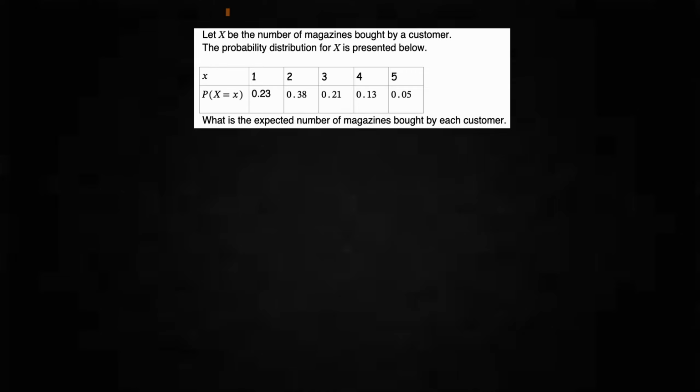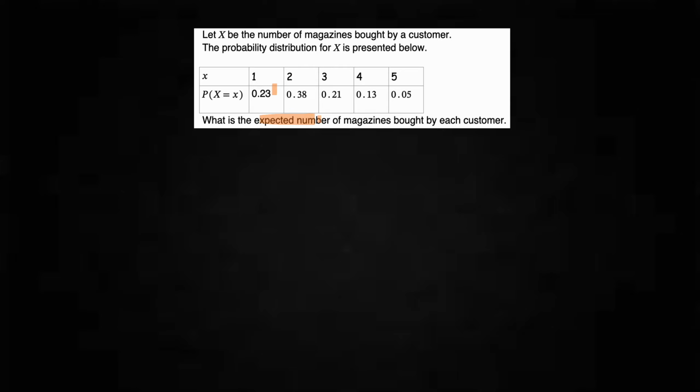Let X be the number of magazines bought by a customer. The probability distribution for X is presented below. So a customer might buy 1 magazine, 2 magazines, 3 magazines, 4 magazines, or 5 magazines. And these are the probabilities of them buying each of these values. So this means the probability of a person buying 1 magazine is 23%, 2 magazines is 38%, and so on. So given that, you would assume most people are going to buy 2 magazines, as it has the highest probability.